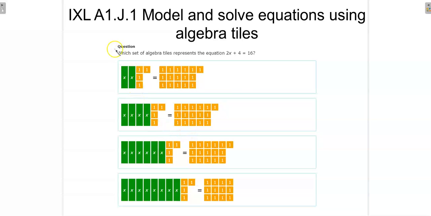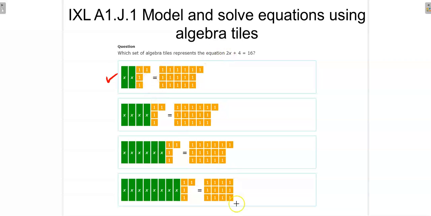So if we look at IXL A1.J.1, Model and solve equations using algebra tiles, the first question asks us which set of algebra tiles represents the equation 2x plus 4 equals 16. So we should be looking for 2 x's. Well, here we have 2 and here we have 4. Looks like here there are 6 of them, and here about 8 of them. So right away we should note that the first one here is our correct answer, because we have 2 x's there.